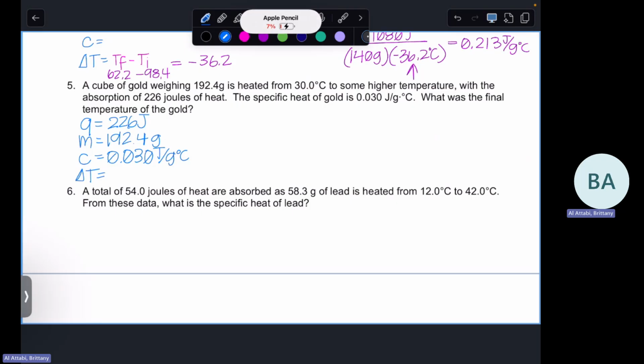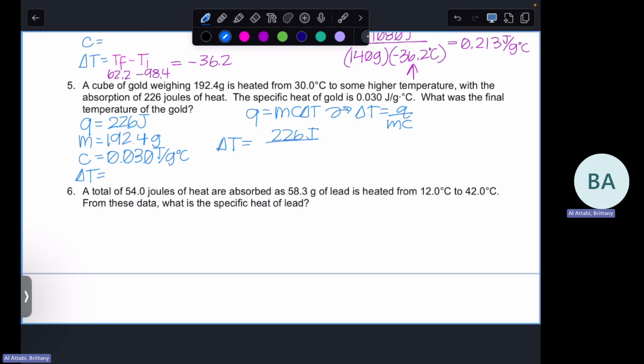So I'm solving for delta T. So per usual, we will rearrange to delta T is equal to Q over MC. Anybody have that number?